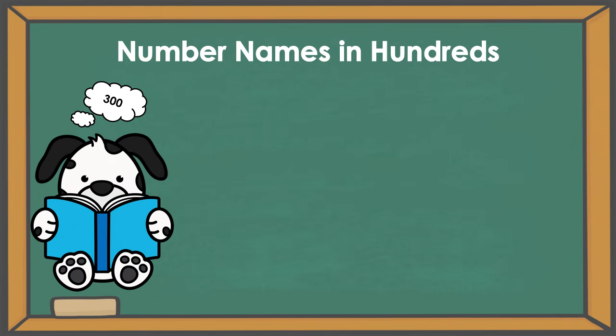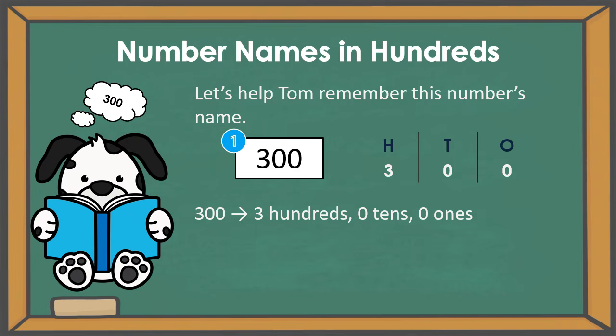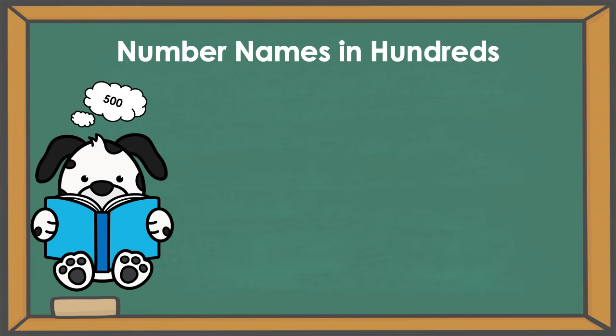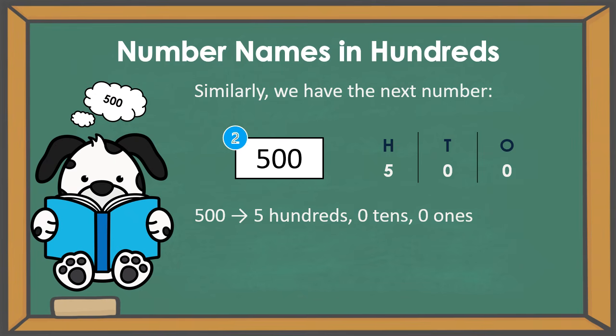Number names in hundreds. Let's help Tom remember this number's name. 300. There are 3 hundreds, 0 tens and 0 ones. So we can say its name is 300. Similarly, we have the next number, 500. There is 5 in the hundreds column, 0 in the tens column, and 0 in the ones column. So we can say its name is 500.